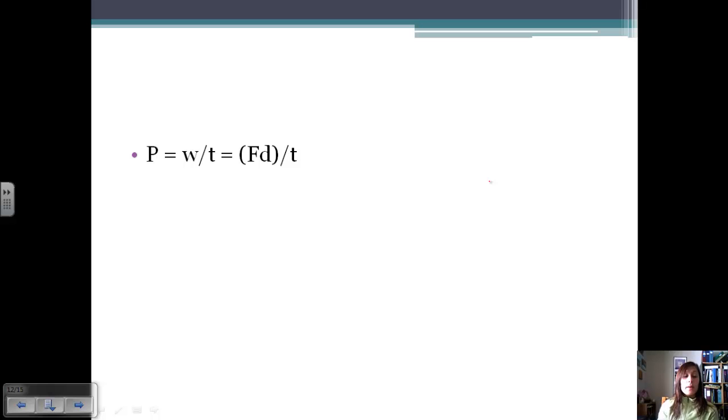Okay, so we know that power is work divided by time. And we know that work is force times displacement. And so we can rearrange the power equation to say that it's equal to force times displacement divided by time. Well, if we take a look at the variables that we have, we know that distance over time is equal to velocity. And so we can also rearrange our power equation, substituting velocity in for the distance over time, to get that power is equal to force times velocity.